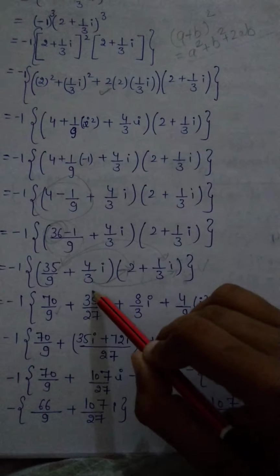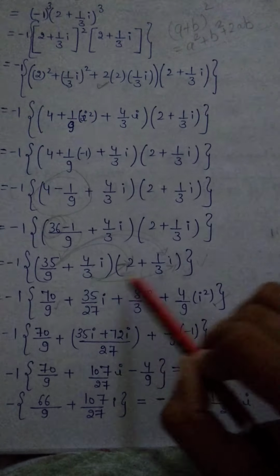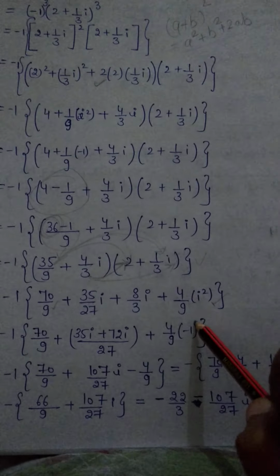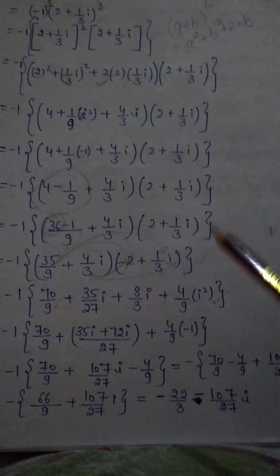Clear? Again I am telling this step. First I will multiply this into this, that is 70 by 9, then this into this, that is 35 1s are 35 and 9 3s are 27, and then iota. Then this one I will multiply by this, that is 4 2s are 8 upon 3 iota, and then 4 1s are 4, 3 3s are 9 and iota into iota whole square. In this step, as you know, iota square is minus 1. What we know, beta? Iota square is minus 1.